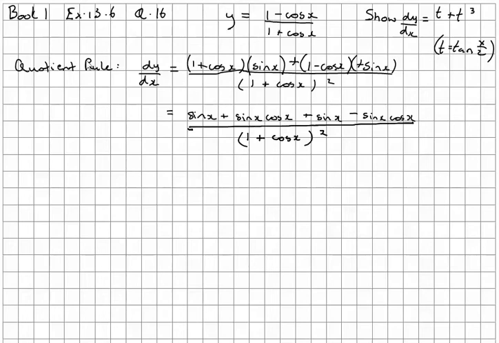Now on the top line I can see that we'll have a cancellation, because plus sin x cos x and minus sin x cos x knock each other out. So dy/dx ends up being 2 times sin x over (1 plus cos x) squared.